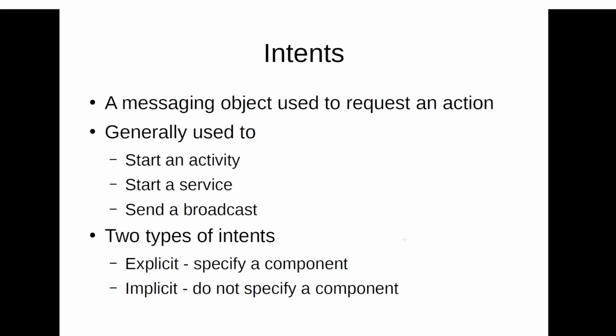There are two types of intents. An explicit intent is one where the recipient is specified, whereas an implicit intent does not have a recipient specified. Instead, an implicit intent will have an action as well as other pieces of information, and Android will determine who should receive that intent.